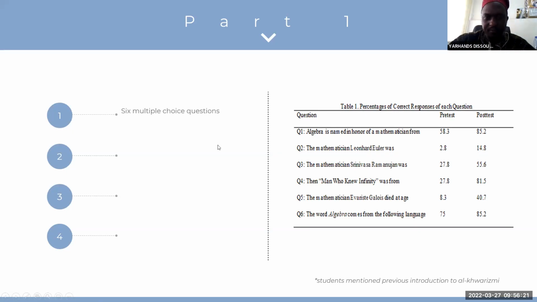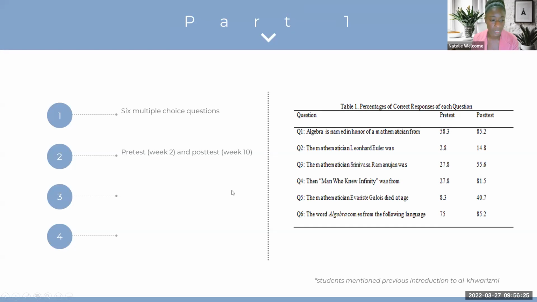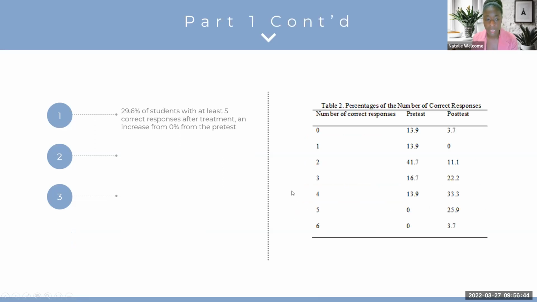Thank you. Six multiple choice questions were given. You can see those questions here. We gave a pre-test in week 2 of the semester-long course and a post-test in week 10. Improvements were demonstrated for all responses, and significant improvement was demonstrated for some responses. And that's outlined here. I'm going to breeze past that, of course.